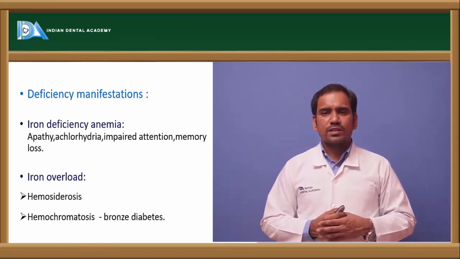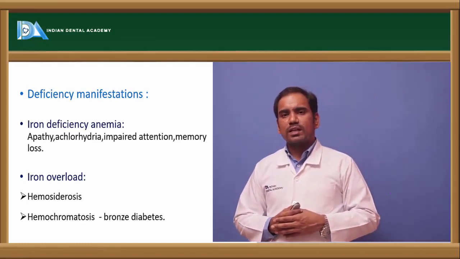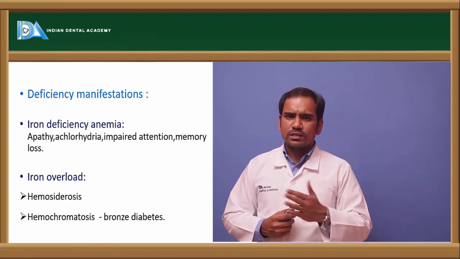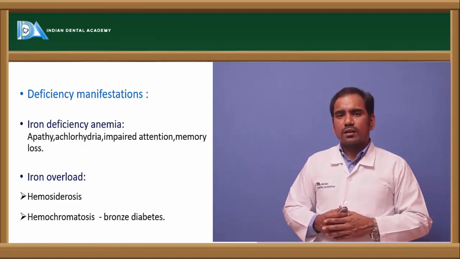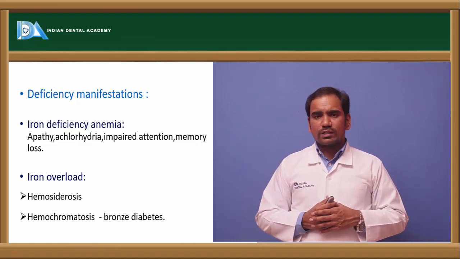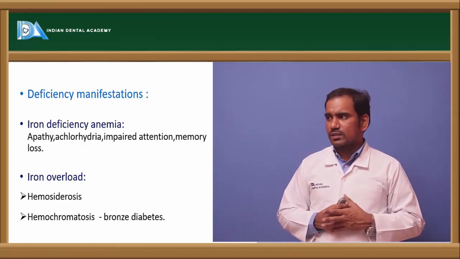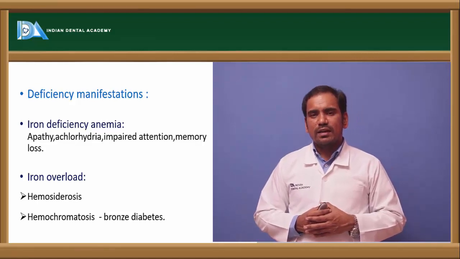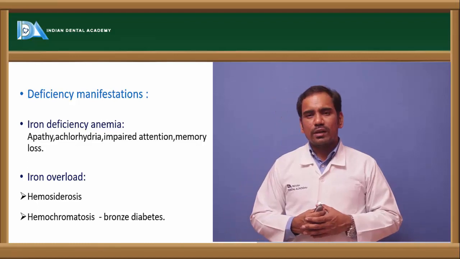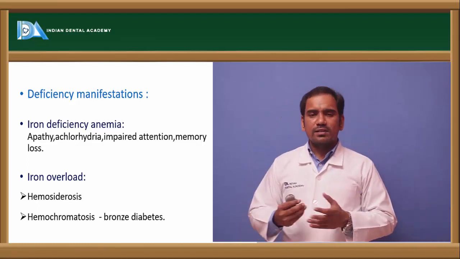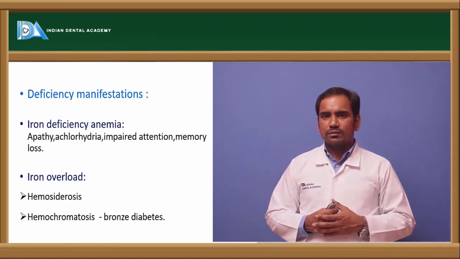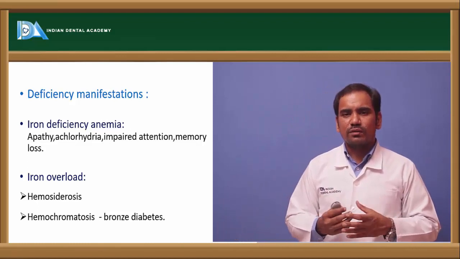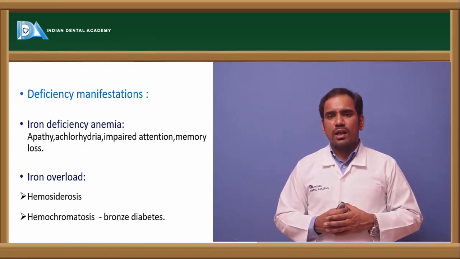Coming to deficiency manifestations of iron, this is most commonly seen in India, iron deficiency anemia. It is mostly seen in women rather than males, right? And what are the deficiency manifestations of iron deficiency? The important features are apathy, lack of concentration, memory loss, and attention deficit. So impaired attention, impaired memory, achlorohydria, apathy, lack of interest. These are the important features of iron deficiency anemia.